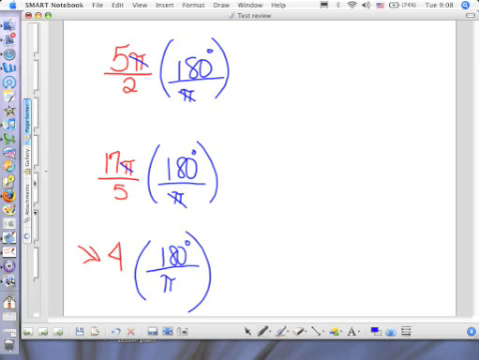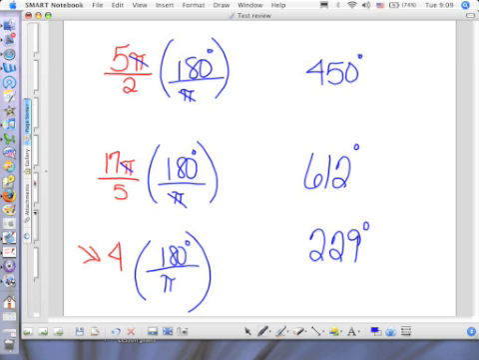5 times 180 is 900. 900 divided by 2 is 450 degrees. You need to make sure you put your degree symbol. 17 times 180 divided by 5 is 612 degrees. 4 times 180 divided by, use your pi symbol, and we're rounding to the nearest whole number, so 229 degrees. Any questions on converting from radians to degrees?